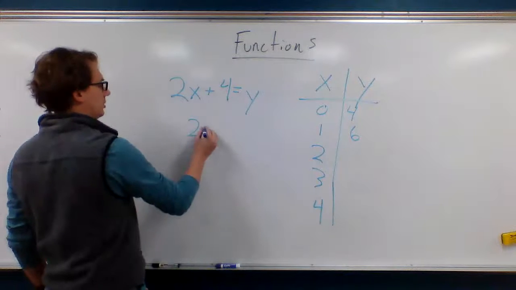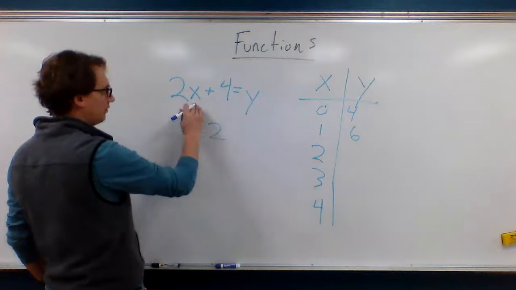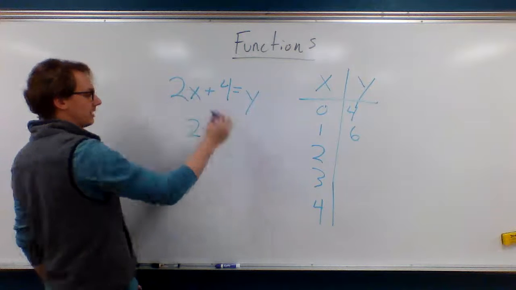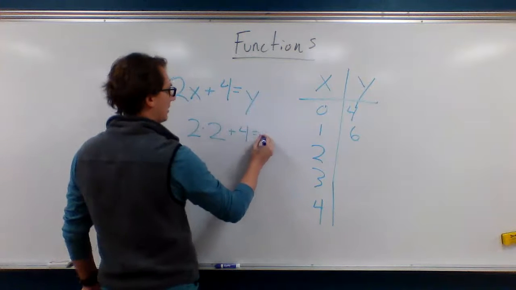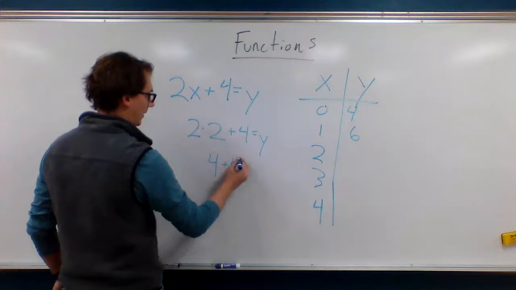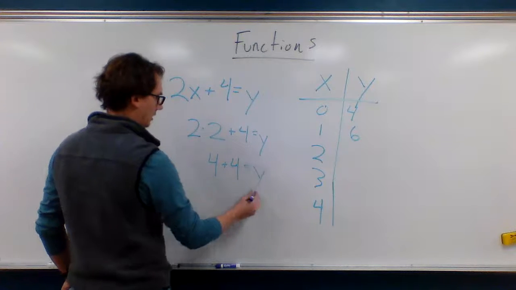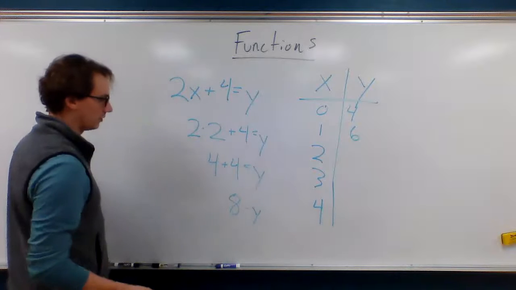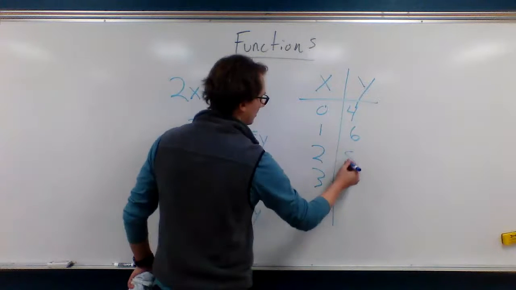Now 2. 2 times 2, because we plugged in the 2 for x. Remember, this is multiplication. When a number is next to a variable, that's multiplication. Plus 4 equals y. 2 times 2 is 4, plus 4, 4 and 4 make 8, equals y. So my output here is 8.